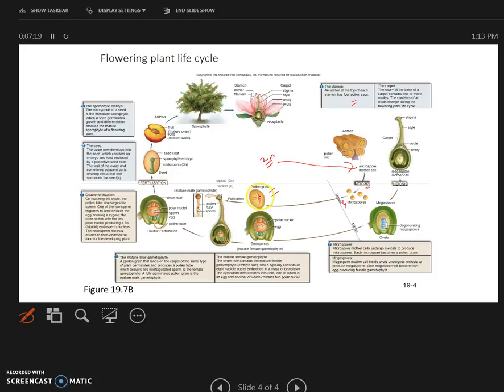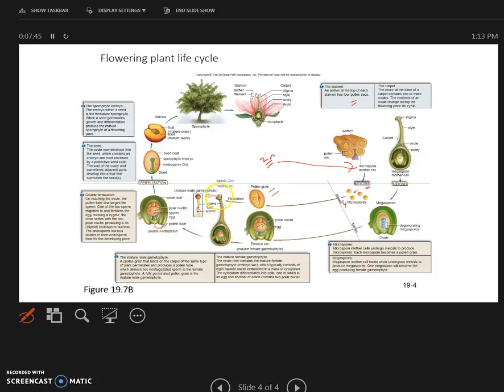And then these pollen grains, say typically when the bee comes to drink the nectar, then the bee is going to transfer the pollen grain from the anther of one flower to the stigma of another flower. That's called cross-pollination.